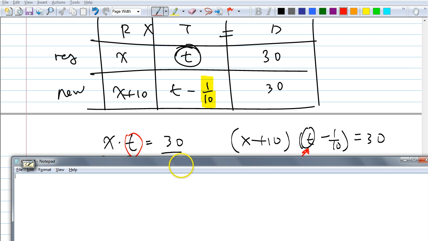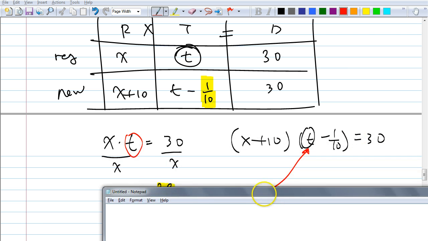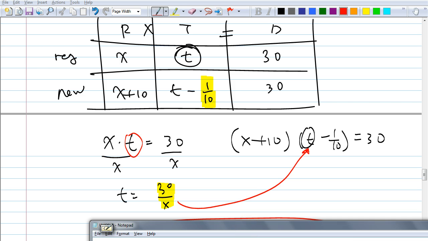Divide both sides by x. Yeah, I should have done x. Okay, so then look what happens. Aren't they equivalent? If x times t equals 30, isn't t equal to 30 over x? So guess what I'm going to do in place of this t? I'm going to plug it in. This is called the substitution method. Why do you think it's called the substitution method? Because you substitute it in.